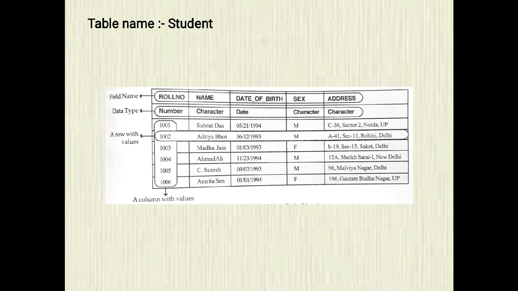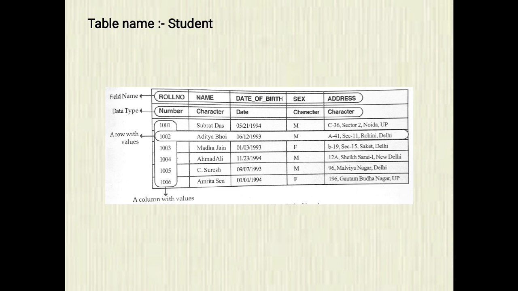There are different data types here. Number represents all the different types of digits from 0 to 9, and they can be decimal point values. Under numbers come integer and float. Character: same as you have in C++, here also there is a character data type. And then you have the date data type.